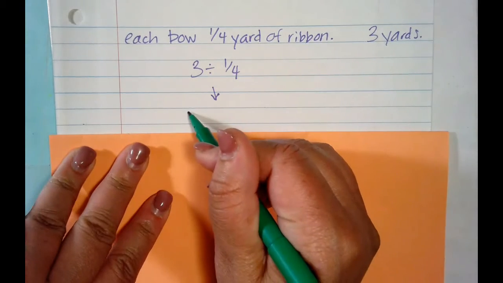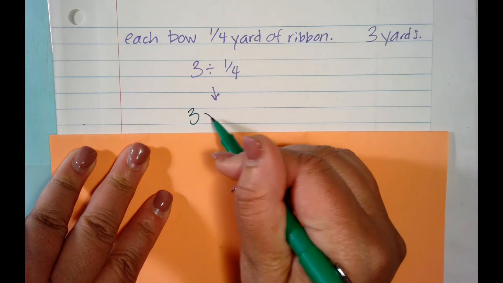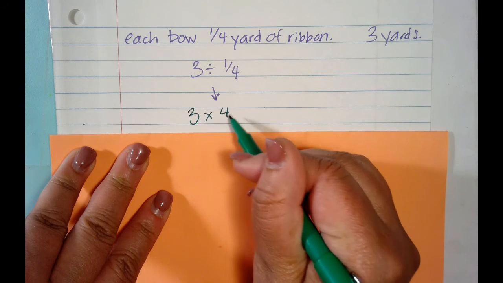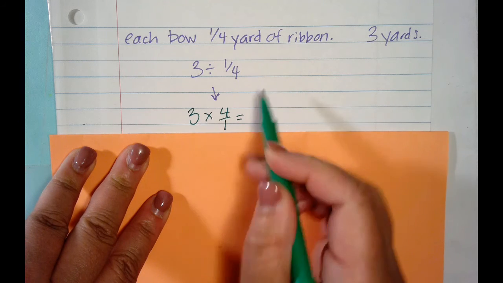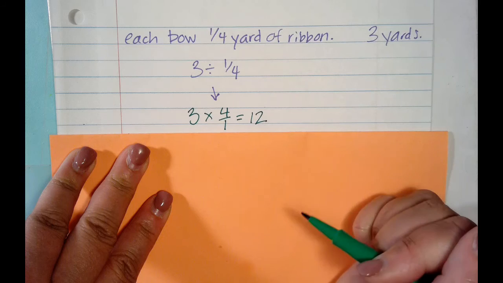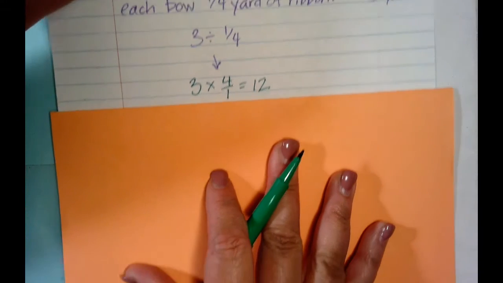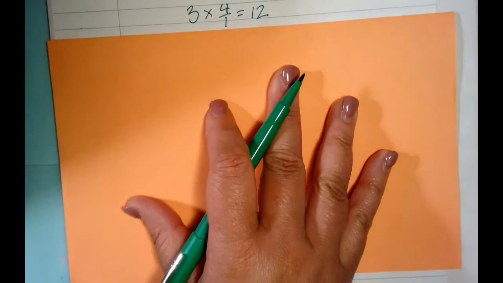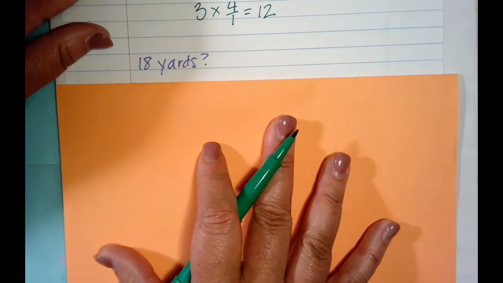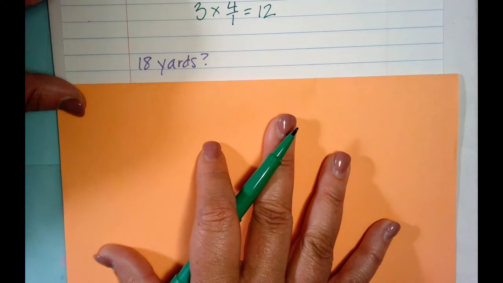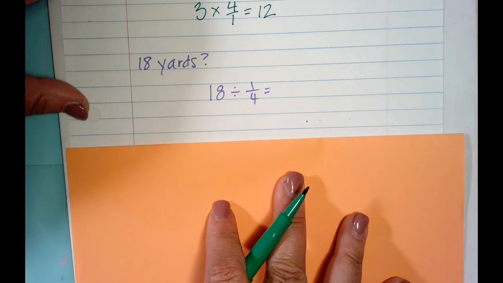So keep the first number, change the sign, flip the second. We have 3 times 4 is 12. Okay? And then they changed it a little bit and they said, okay, instead of 3 yards, now we have 18 yards. That doesn't really change our problem. It's still going to be now 18 yards divided by 1/4.